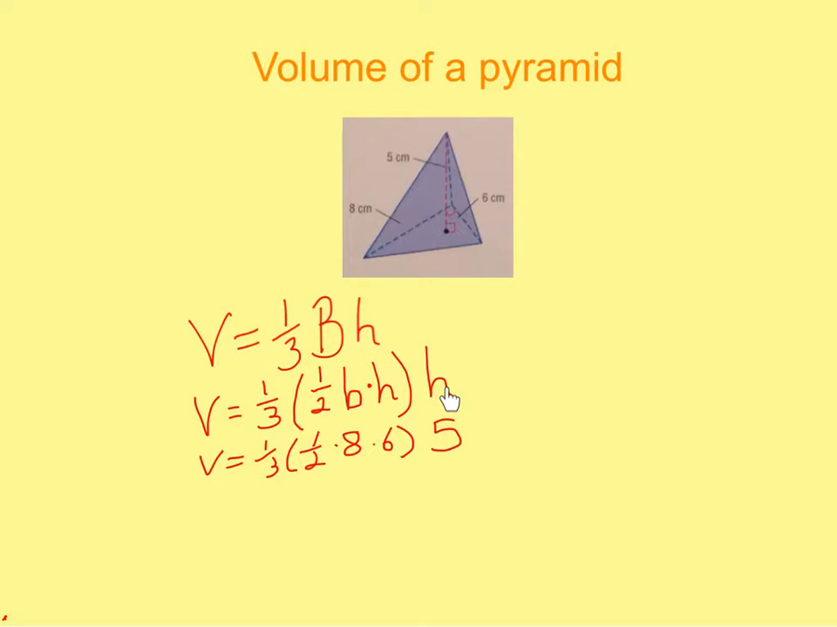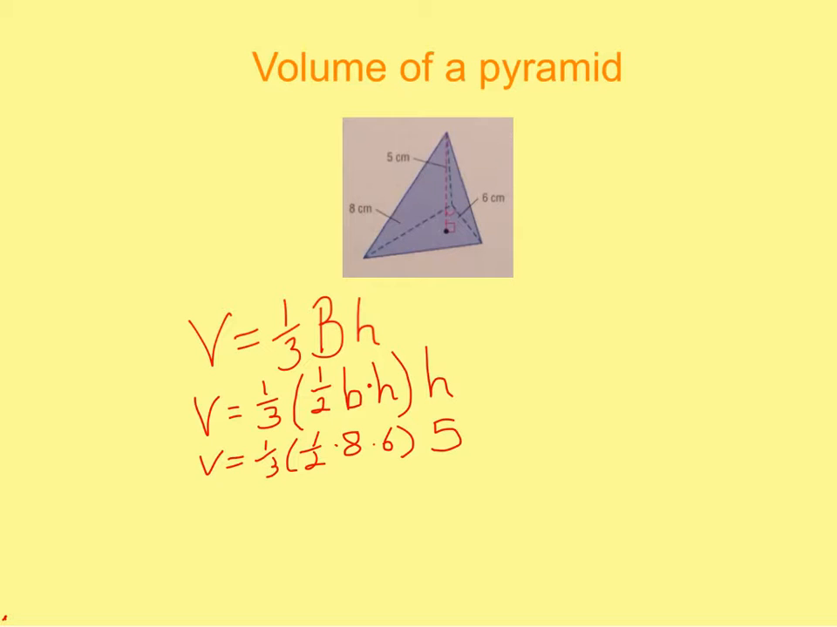Now remember, this is the height of the entire pyramid. So to find that, the height is always going to go from the vertex straight down. You can see it's shown by this right angle. That shows me that this line is straight down. So my height of the pyramid is 5 centimeters. So I plug that in there.